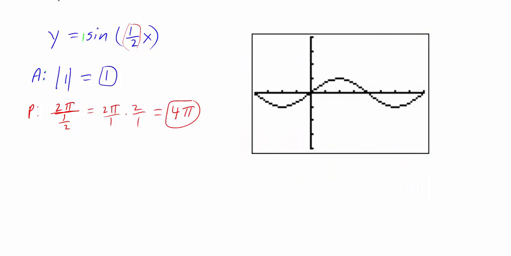Now clearly from the graph we can see that we're starting at 0, and this time we're going all the way over to 4 pi. So starting here to here, we end up with a period of 4 pi. But notice again the a is still 1, so our amplitude has remained the same. The only thing that we have changed is the period.